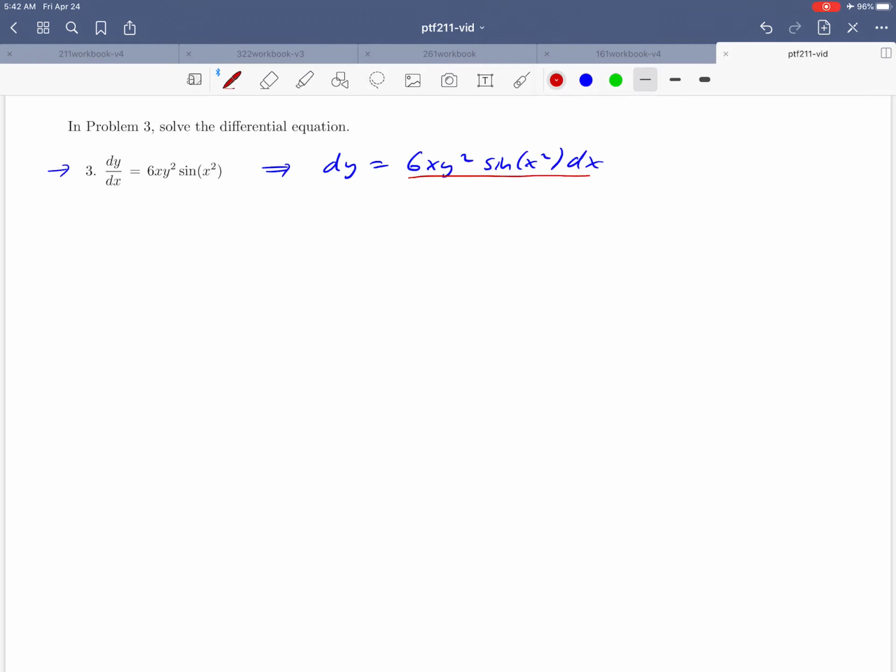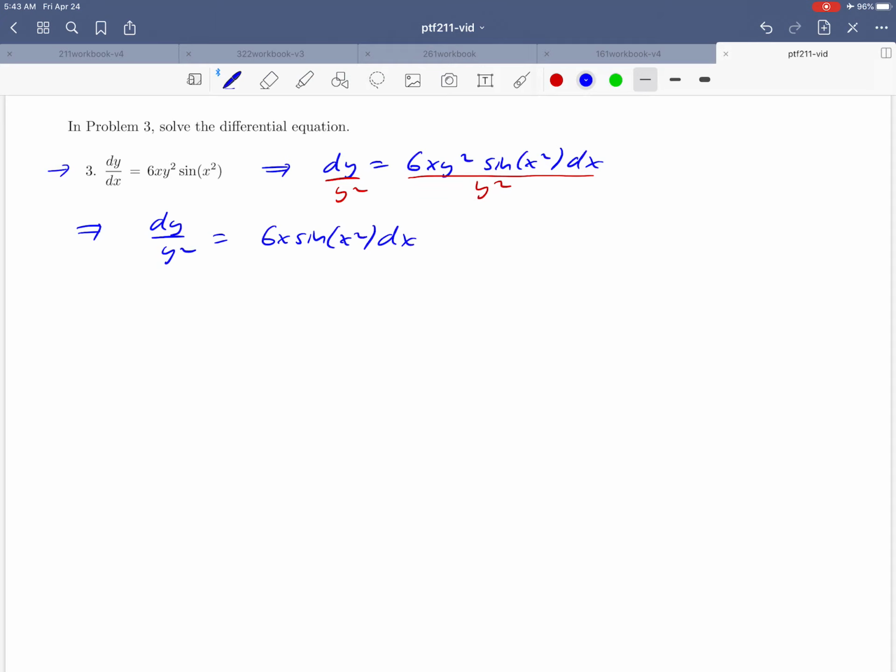Notice that if we divide both sides by y squared, that's going to get the y squared that's over on the right-hand side over to the left for us. Okay, so we're going to get dy over y squared is equal to 6x times sine of x squared dx. Okay, what do we do at this point?